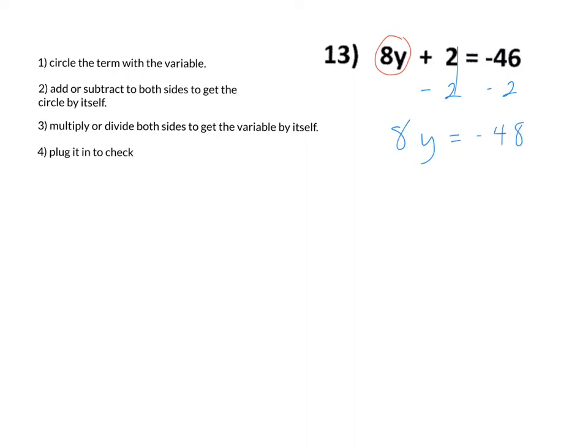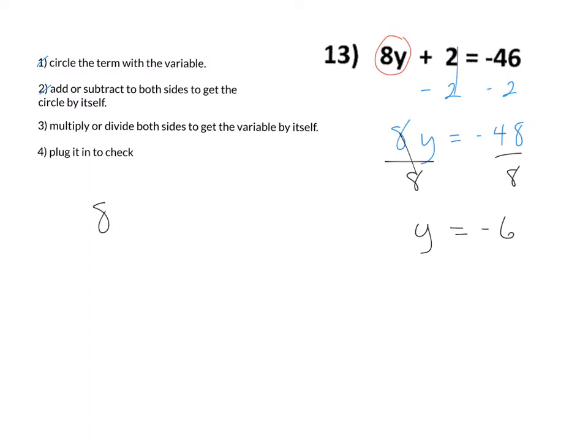So I'm done with 1, 2, and I'm on 3. So to get y by itself, I'm going to have to undo this. The inverse of multiplying by 8 is dividing by 8. So I'm going to divide by 8 on both sides. This gives me y is equal to negative 6.